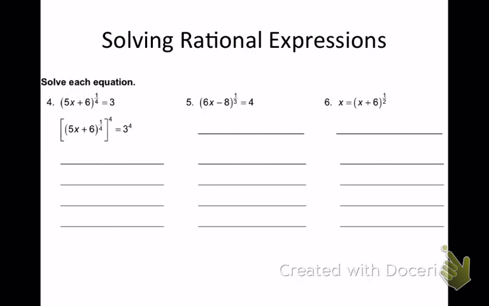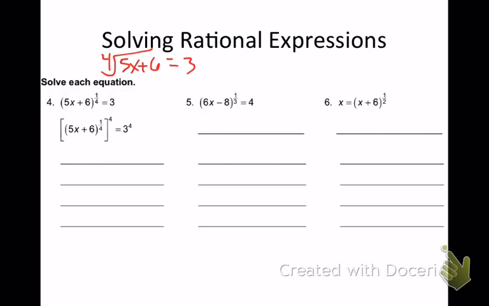Next one, number 4. Solve each equation. So I have 5x plus 6 to the 1/4 power equals 3. Okay? So what's the same thing as a 1/4 power? Not a square root, but a 4th root. Because the 1/4 power is the same thing as a 4th root. So that's like saying the 4th root of 5x plus 6 equals 3.